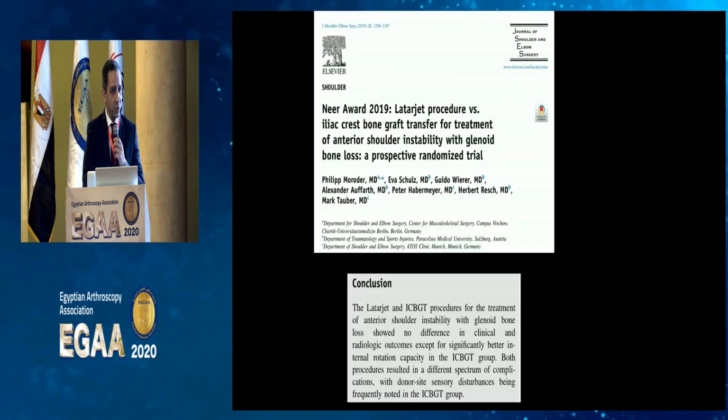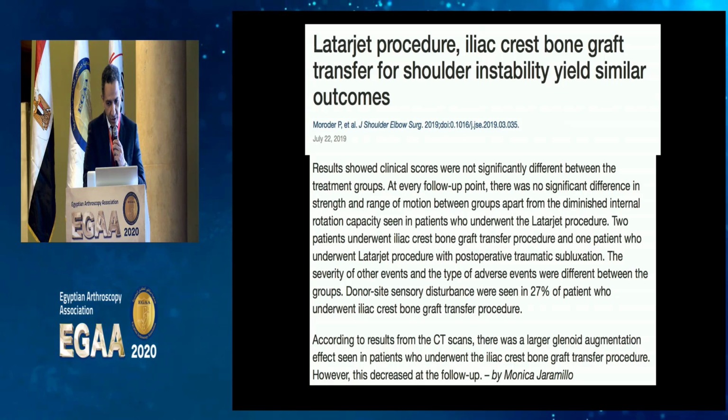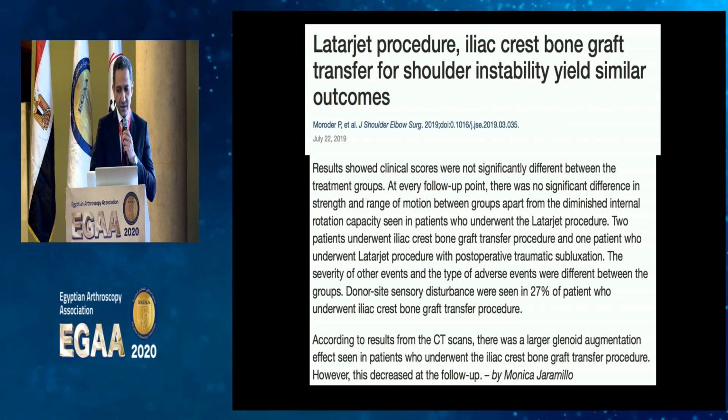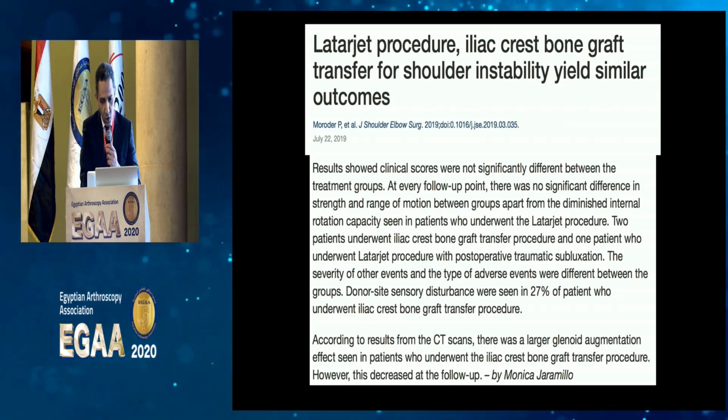When comparing the Latarjet with the iliac crest graft, we found that most studies showed no significant difference between the two groups in terms of clinical and radiological outcome, only donor site disturbance in the iliac crest graft group. Another study comparing both groups found no significant difference between Latarjet and iliac crest graft in terms of strength and stability. Only the CT result showed that a glenoid augmentation effect was seen in patients who underwent iliac crest graft, so we can do more glenoid reconstruction with iliac crest graft. However, this decreased over time in the follow-up. This is the whole flow.